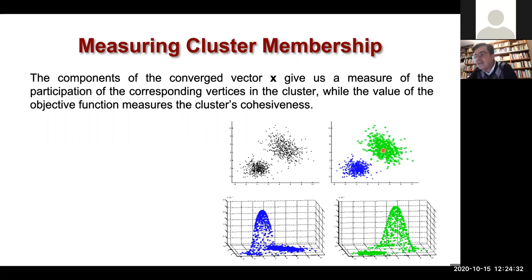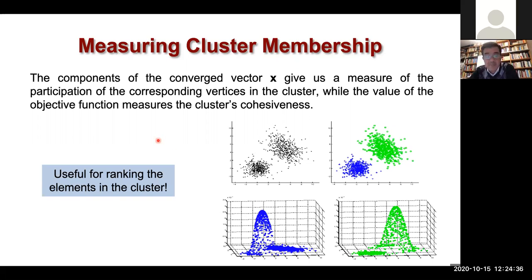So this is an interesting property, because you might want to use this property in several applications. In particular, you might want to sort the elements of the vector in order to rank the elements in the cluster. In some applications, for example, you might be interested to extract a representative of the cluster. In other applications, you might simply want to get a ranking. And so this you can get almost for free by just looking into the vector X.